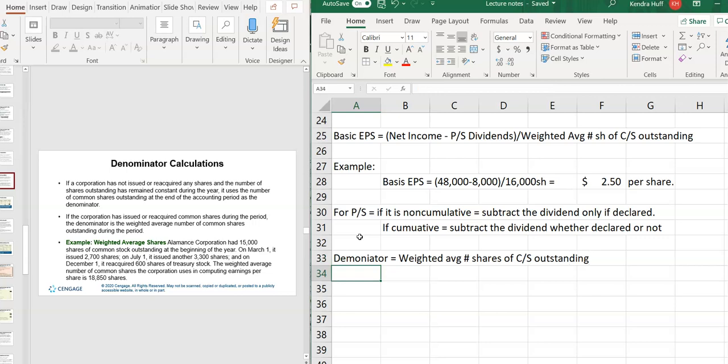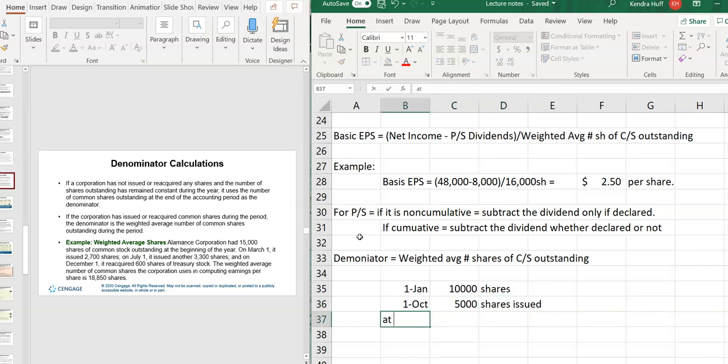Basically what that means is, let's say for instance, I start off January 1st. I'm going to use my example first, then I'll go to theirs. I start off January 1st with 10,000 shares. And then October the 1st, I issue another 5,000 shares. So at December 31st, I now have 15,000 shares outstanding. If I just divide by the 15,000, then that implies that I had the money from those 15,000 shares all year long to invest and earn a profit for me. But I did not. I only had the money for 10,000 all year.